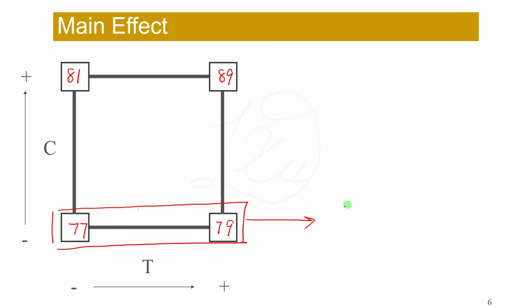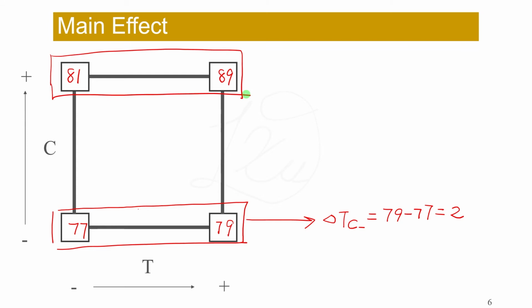So the temperature effect, delta T at concentration minus, equals 79 minus 77 equals 2%. This is the 2% yield change per 10 degree change in temperature. These two runs both have concentration at the high level. Again, the only change is in temperature. So delta T at concentration plus equals 89 minus 81 equals 8.